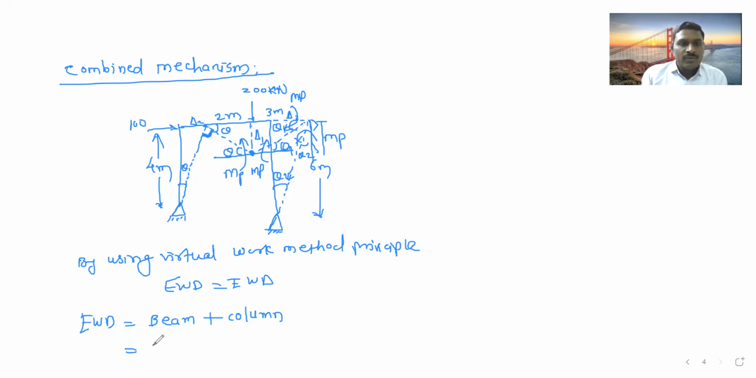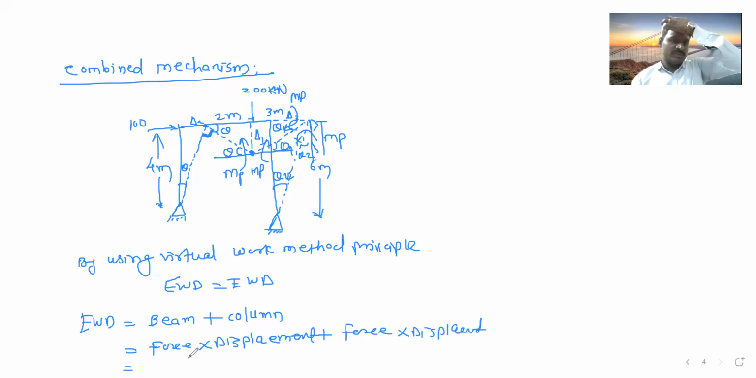So force into displacement, plus again force into displacement. It means force for beam and displacement of beam, force on column and displacement of column. So both we have to solve here.